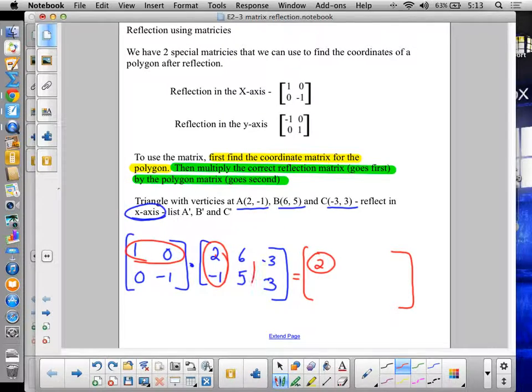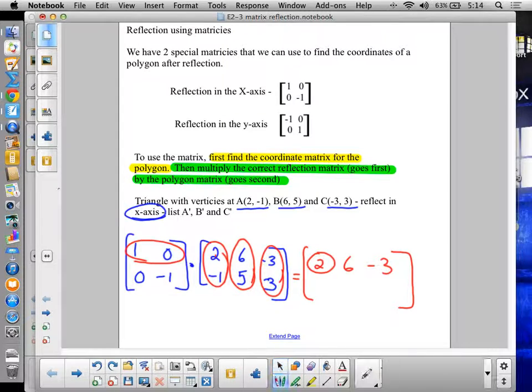Then I take row 1 times column 2. That's going to give me the second entry. 1 times 6 is 6. 0 times 5 is 0. 1 times 6 is just a 6. Now row 1 times column 3. 1 times -3 is -3 plus 0 is -3. Notice my top row didn't change.